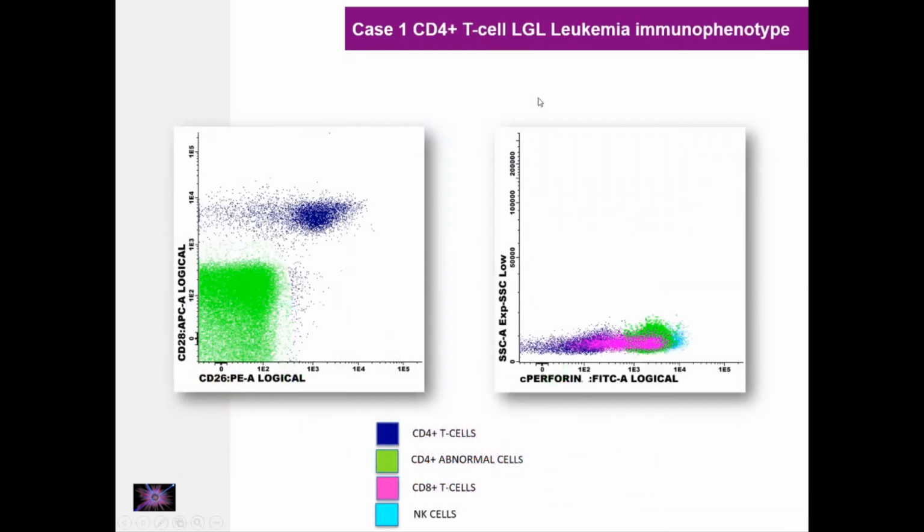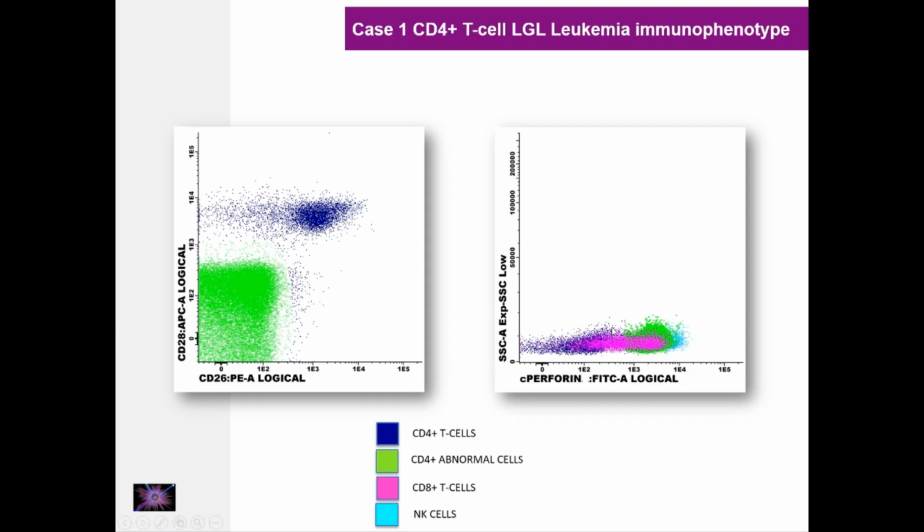If we now look at the immunophenotype, as I'm just bringing 2 examples, these CD4 positive abnormal cells do not express CD28 or CD26, which are co-stimulatory molecules, but in fact they express cytoplasmic perforin, which is present in cytotoxic cells.